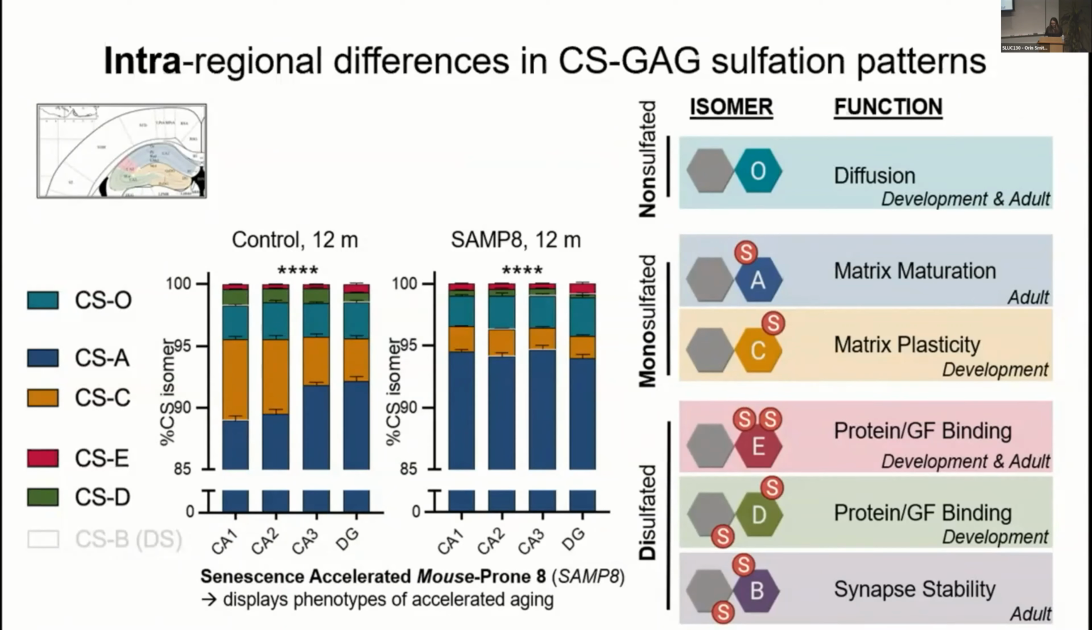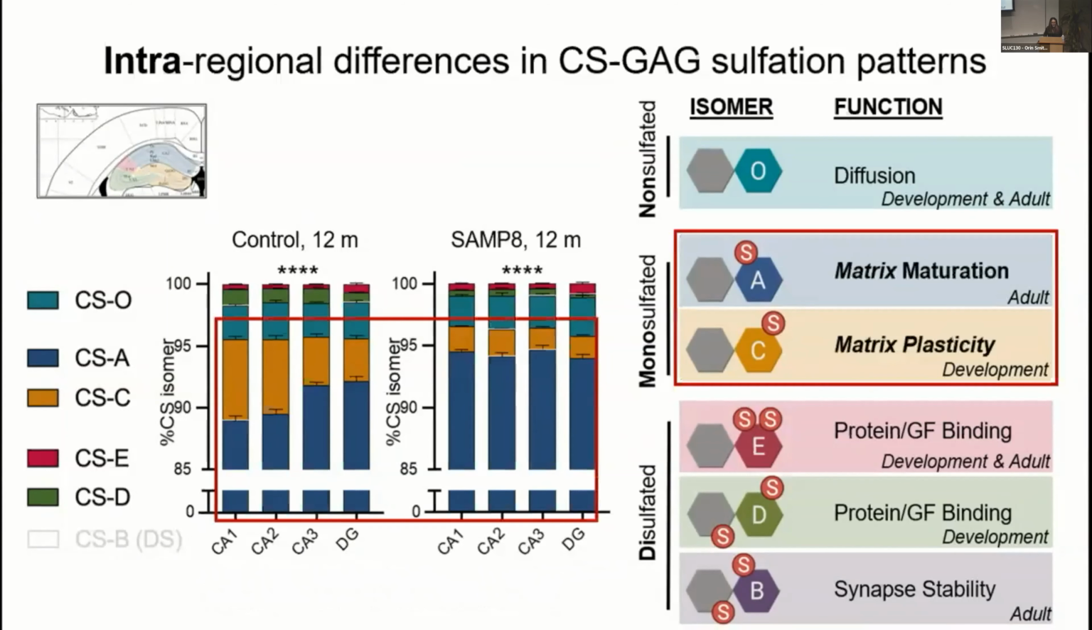And so in this model, we first noted that there are extreme differences in the way the hippocampal CS GAGs were formed in the SAMP8 model. We knew from a bulk analysis that they were going to have an increase in 6S and an increase in 4S. But what we did not anticipate was that they were going to lose their plasticity pattern throughout the hippocampus. So compared to the control mouse at the matched age, where the CA1 was most plastic and then we lose plasticity to the dentate gyrus, the SAMP8 has no plasticity throughout their hippocampus, at least in terms of what the isomers are suggesting.